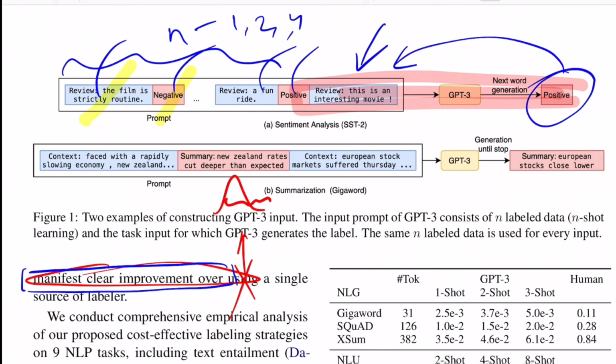Now if we talk about any generative task, let's say summarization, you again have a context and a summary, and you have n such pairs, 1, 2, 4, let's say, any of those numbers.